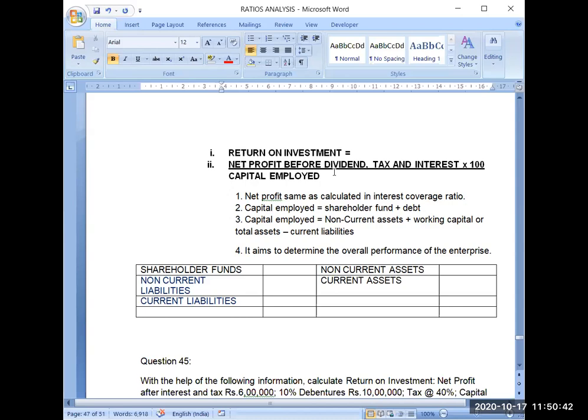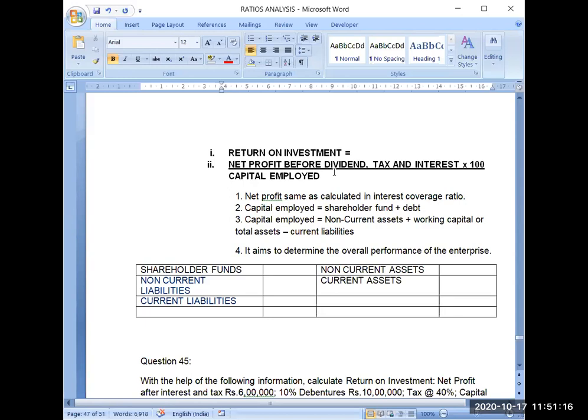So whatever I am paying as tax, whatever I am paying as interest, or whatever I am paying as dividend even, that all actually first I am earning on my investment. Only after earning I am paying my interest, my tax and my dividend out of my profit. So that's why I am taking here total amount of profit before giving any interest, interest I give on loan, before giving any tax and before giving any dividend to the shareholders.